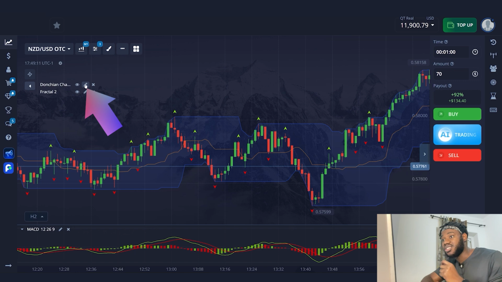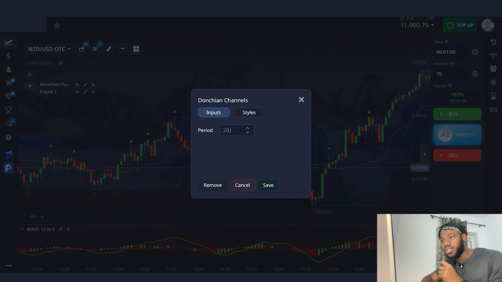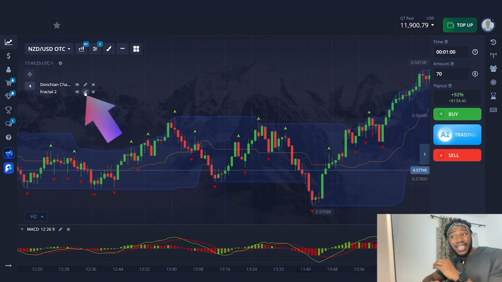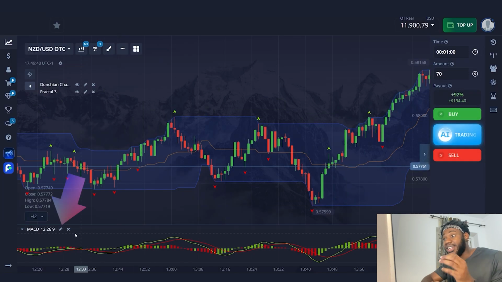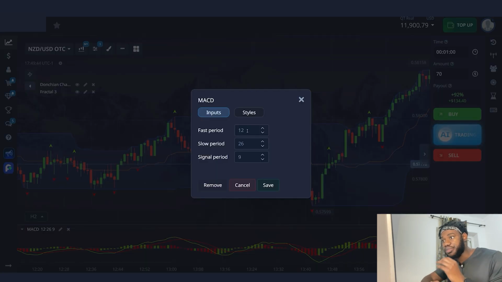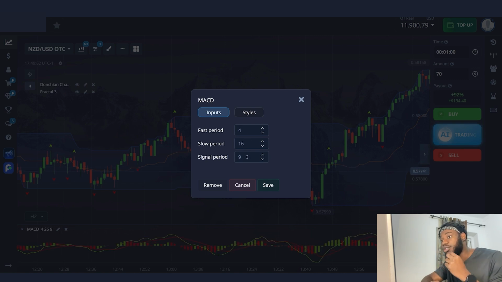Now you need to adjust the indicator settings. The period for the Donchian channel indicator will be increased to 25. Fractal will be the next. I will increase the period to 3 and remove false signals from the indicator. Now let's go to the MACD settings. The fast period should be reduced to 4, and the slow period should be 16, and the signal period should be 4.